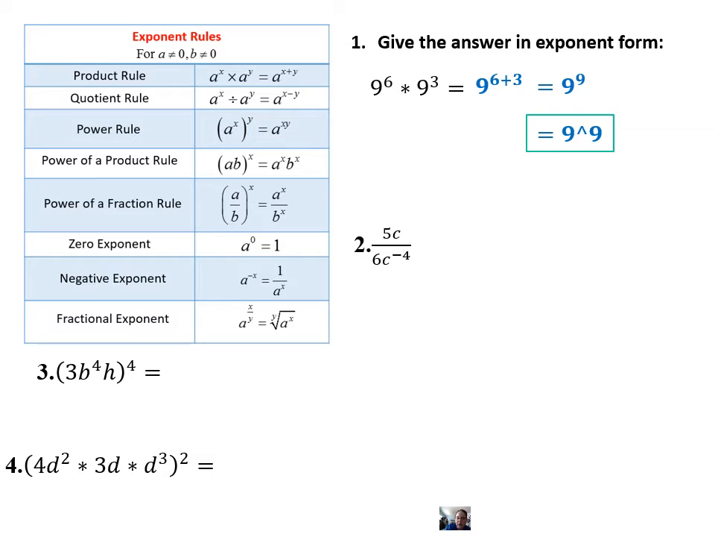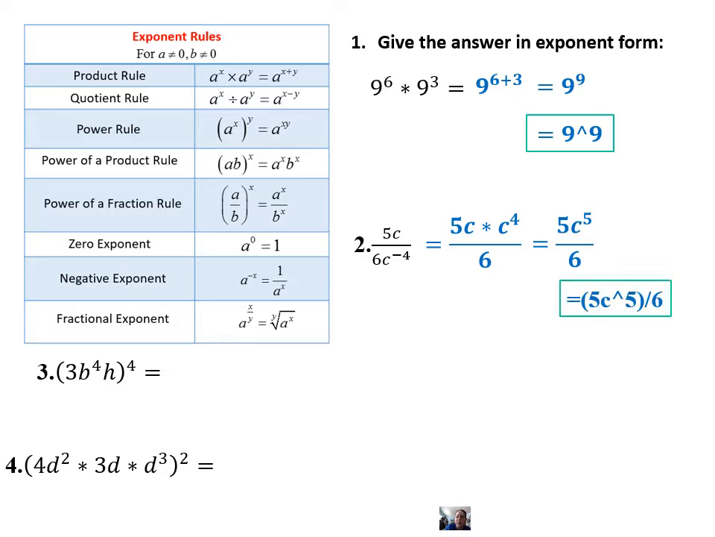On number 2, when you've got negative exponents on one side or the other of the division bar, you move it to the other side. So the 5 and the 6 stay where they're at. The c on top stays, and we move the c to the 4th up top, and it gets a positive exponent. And then we can combine the c's on top to get a c to the 5th. So it's 5c to the 5th divided by 6. Typing it in Summit, it's going to be parenthesis 5c caret 5, close the parenthesis, divide by 6.